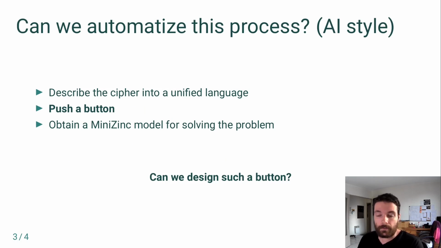What we would like to do in a perfect world as AI researchers is to define our problem, so our cipher, in some kind of unified modeling language, push a button, and obtain the MiniZinc models for free. All the advanced models for free. And the question we ask in this paper is, can we design such a button?